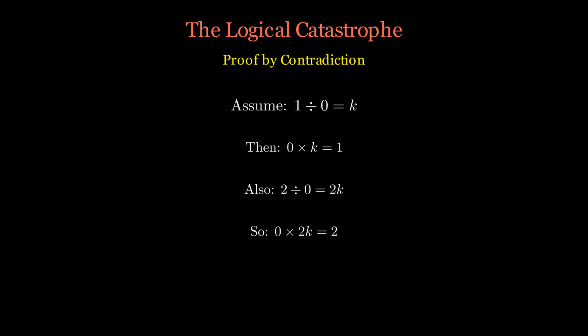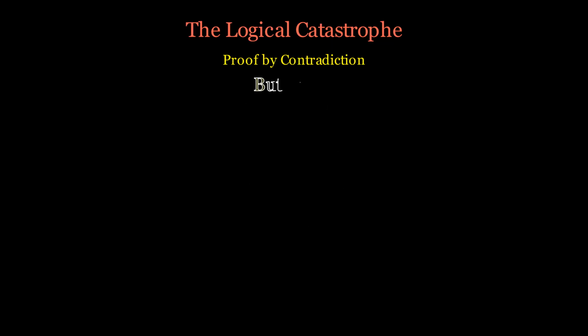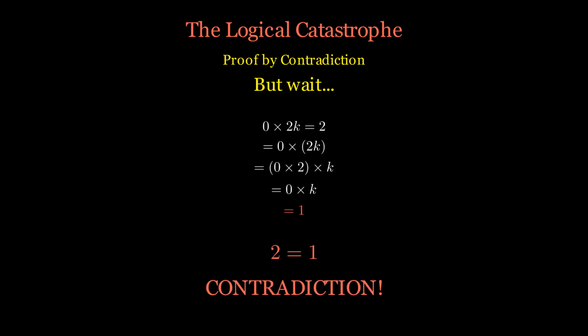We know that 0 times 2k equals 2, but let's break this down step by step. 0 times 2k equals 0 times the quantity 2k, which equals 0 times 2 times k, which equals 0 times k, which we already established equals 1. So we've just proved that 2 equals 1, and we could use the same logic to prove that any number equals any other number. 3 equals 7, negative 5 equals 100, pi equals 42.